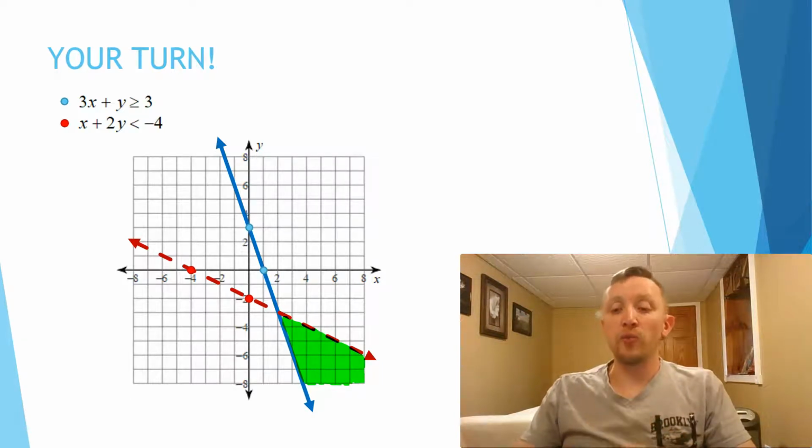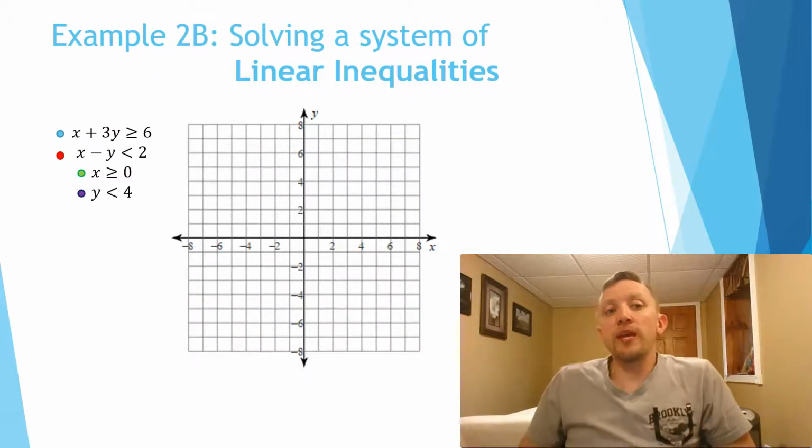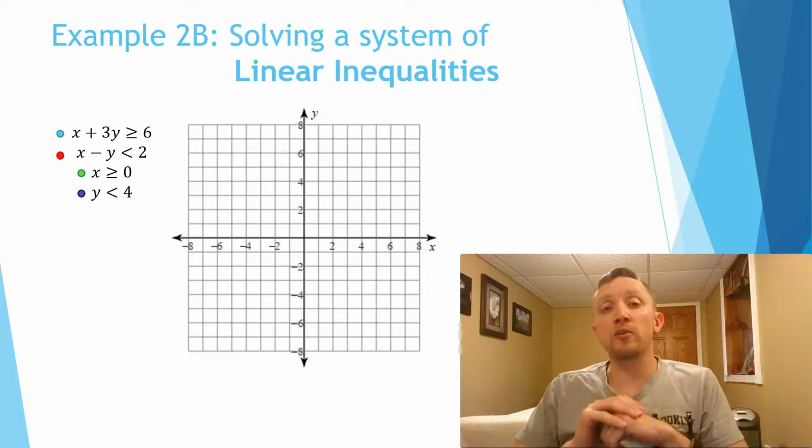All right, hopefully you did well on that. Let's look at some other systems of linear inequalities. Sometimes we might have more than just two. In this situation, we have four linear inequalities. Some of these might be horizontal and some of these might be vertical lines.